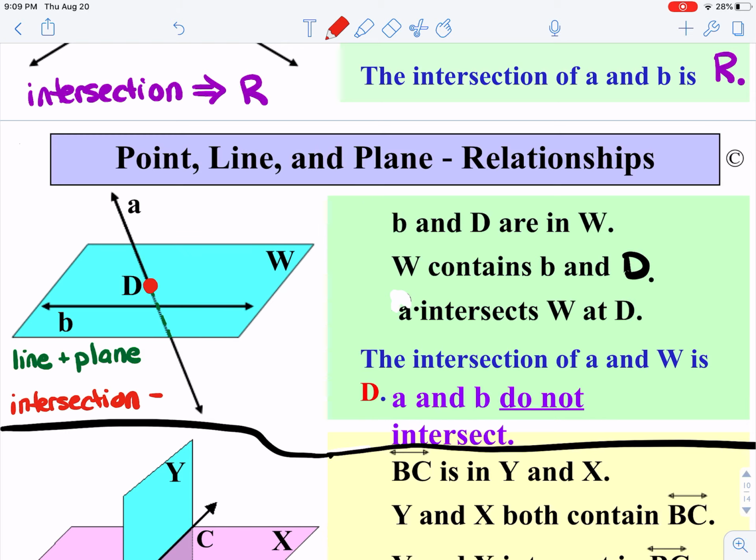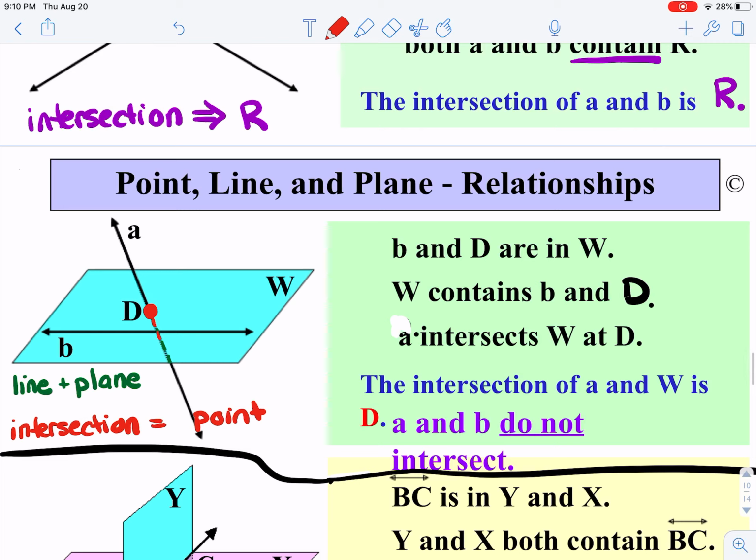When you have a line and a plane, they intersect at a point. In this one, the intersection is at point D. So again, here are ways to say all this different stuff that's going on in this picture. B and D are in W. Line B, as you can see, is lying on or in the plane. Line A goes through the plane. So there's a difference between the two. If you see this dotted area, that means it's going through it. Again, I'm drawing a three-dimensional picture here on a one-dimensional surface, so the way we show the three-dimensional aspects is by using dotted lines.